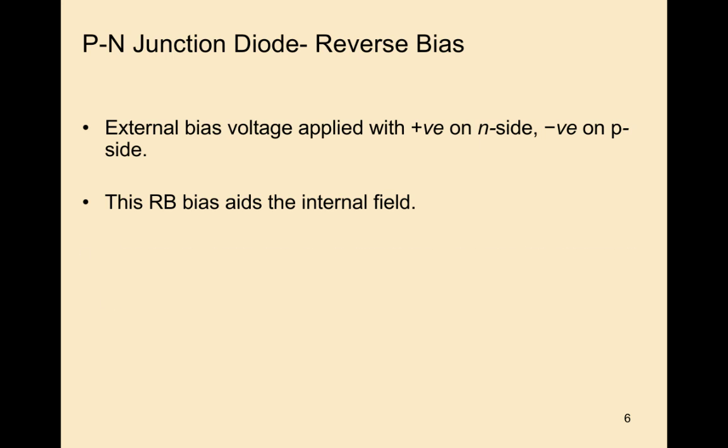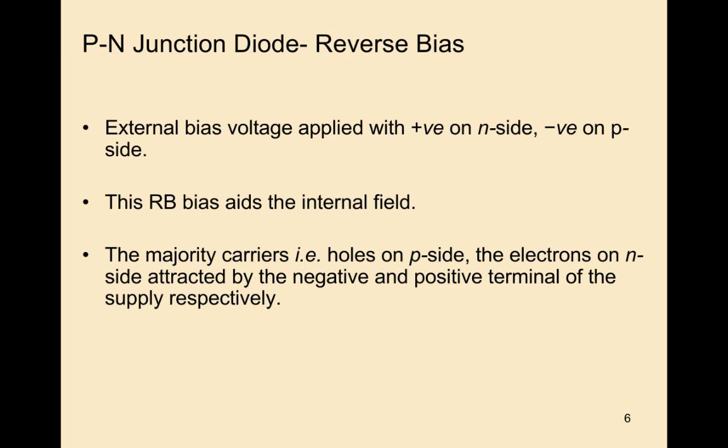The majority carriers, that is holes on the p side and electrons on the n side, are attracted by the negative and positive terminals of the supply respectively. So the p side majority carriers, the holes, are attracted towards the negative terminal of the battery. At the same time, electrons from the n side are attracted towards the positive terminal of the battery.